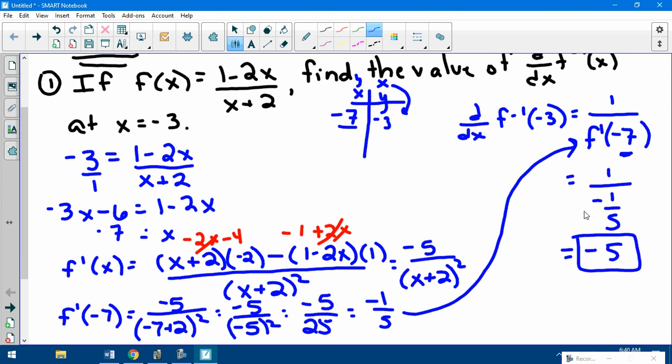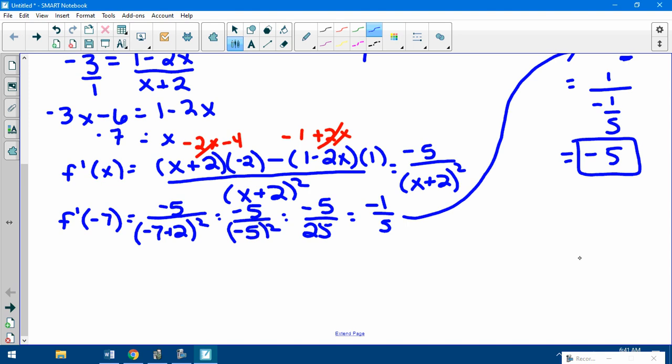Okay, so the derivative of inverse, hopefully you're starting to get more comfortable with those. The value that you're looking for on the inverse, you got to find the x value from the original equation that goes with it. Take the derivative of the original equation, plug in that x value, and it's 1 over that x value for your answer.